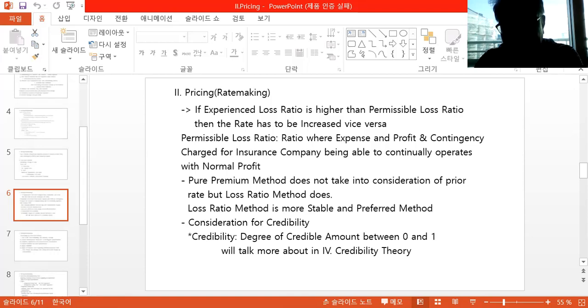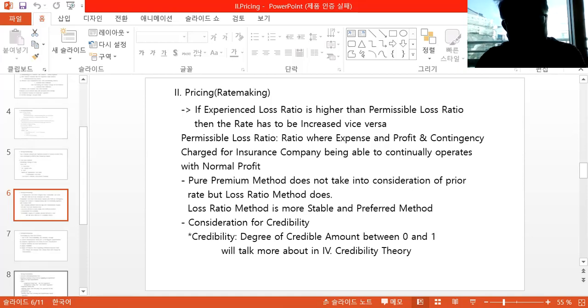The pure premium method does not take into consideration the prior rate, but the loss ratio method does. This means that the loss ratio method is more stable and is the preferred method used more often. The pure premium method can be unstable because it doesn't take into consideration what the prior rate was, so it can jump all over the place if the data is not stable or you don't have enough data.